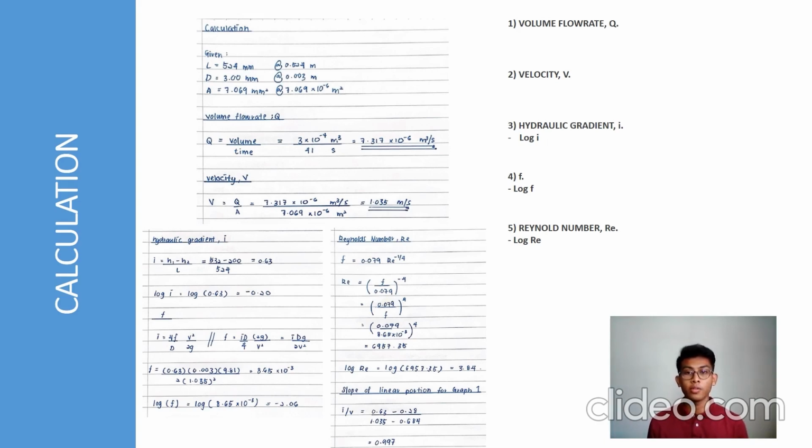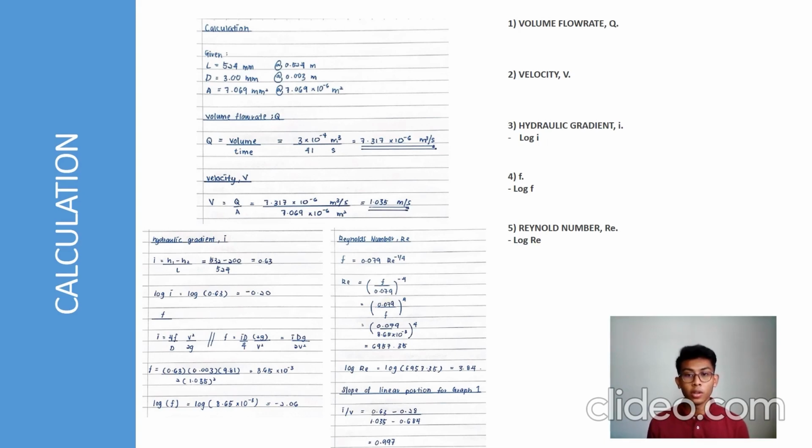Firstly, we start with volume flow rate, which is Q. Q equals volume over time. So the volume for every recorded data is 3 times 10 to the power of -4, over time, which is our recorded data. By dividing the volume by time, we get the volume flow rate value.